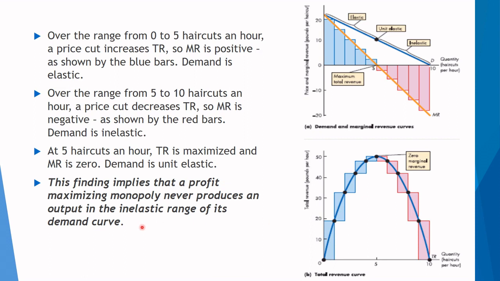A profit-maximizing single-price monopoly produces an output in the elastic part of the demand, where marginal revenue is positive and total revenue is increasing.